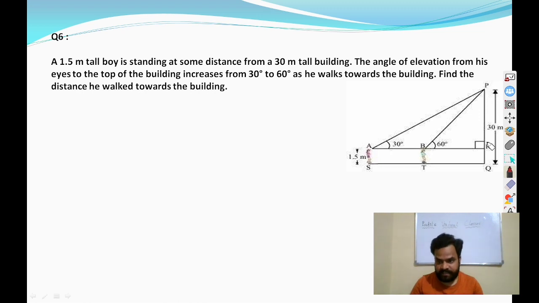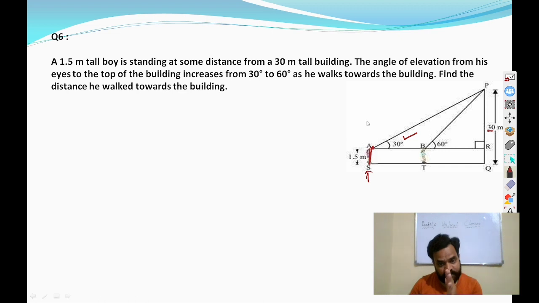See here, I will take a straight line whose height is 30 meter, which is given in the question. Right? The angle of elevation from his eyes. See, if I take this height as the length of the boy, here will be his eyes. At the head, we will have his height. So from his eyes to the top of the building, the angle of elevation given is 30 degree initially, at the point where that boy is standing.